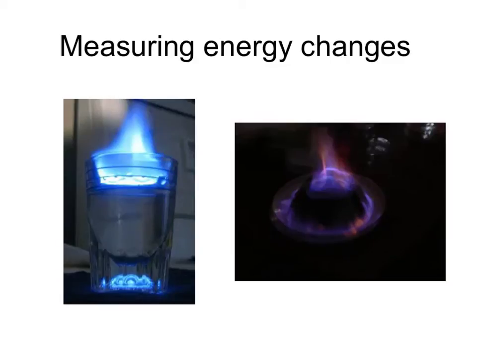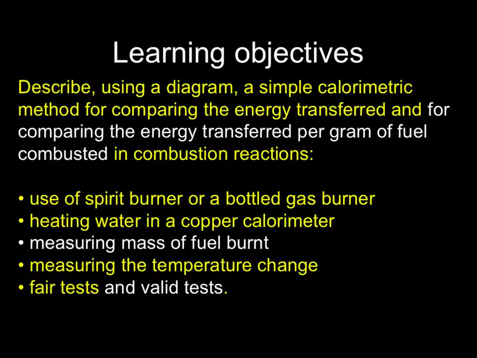This tutorial is all about how we measure energy changes in chemical reactions. Specifically, we look at fuels and how we can measure the amount of energy which is released when a fuel is burned. At foundation level, you need to be able to describe, using a diagram, a simple calorimetric method for comparing the energy transferred by a fuel when it's burned, and be able to compare one fuel with another in a fair way. And you'll be expected to know the names of various bits of equipment that you would use in such an experiment, and also how to make it a fair test.